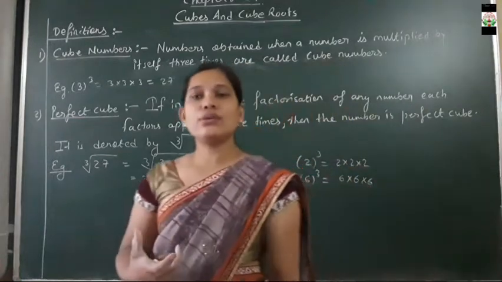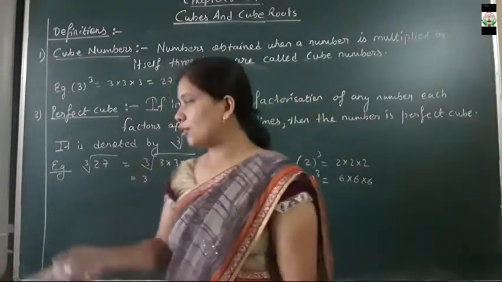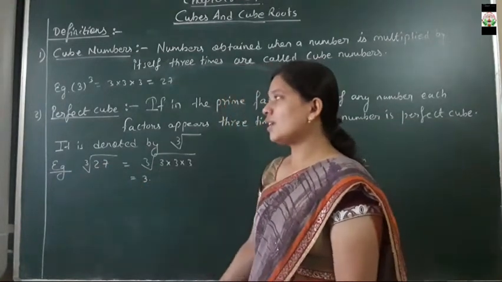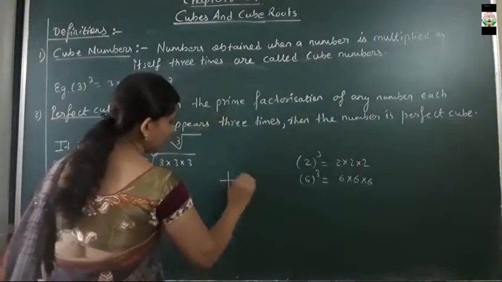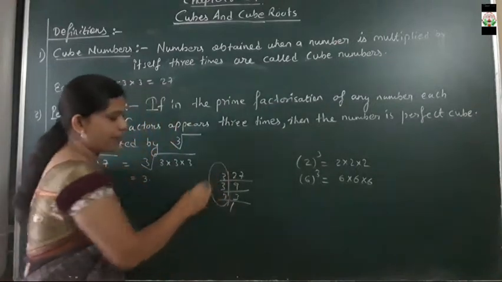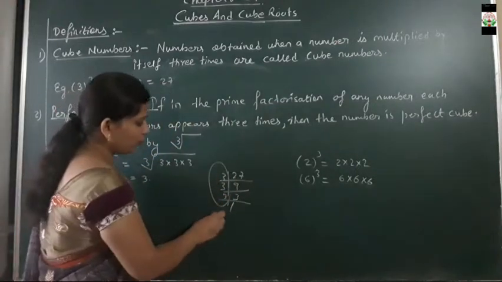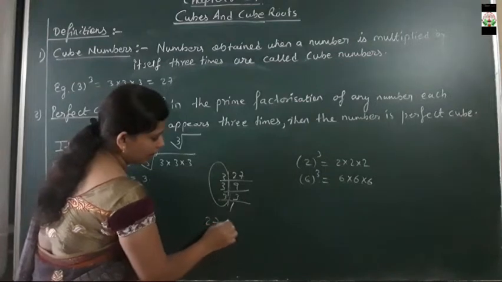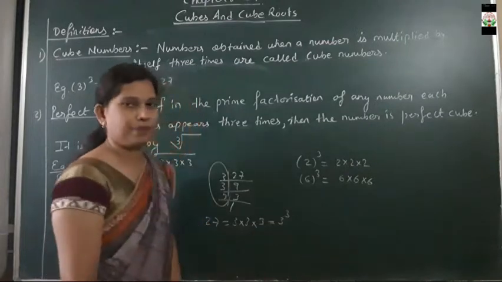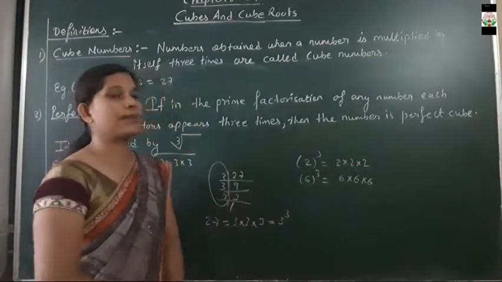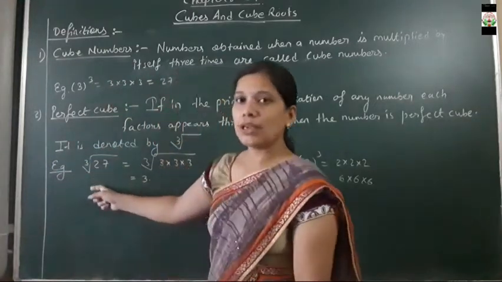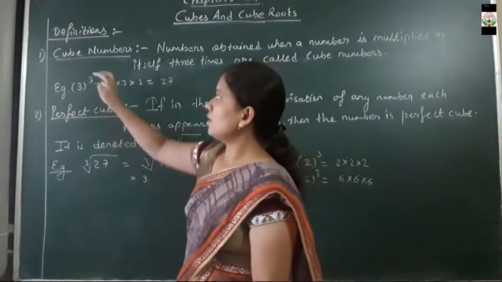That means if we take the factors of any number, for example the factors of 27, what will the factors of 27 be? 27, 3 comes 9, 3, 3. So here we can see the factors are 3 into 3 into 3. So 27 can be written as 3 into 3 into 3, or as 3 to the power 3. Isn't it? Such numbers are said to be perfect cubes. Okay. This is a perfect cube, these are cube numbers.